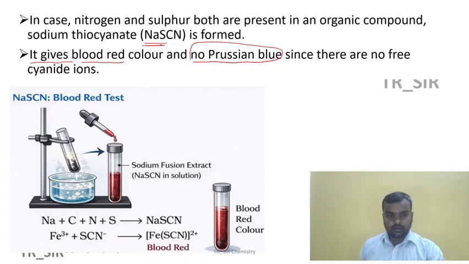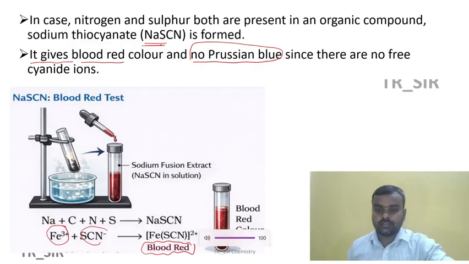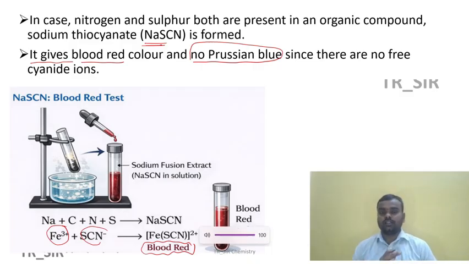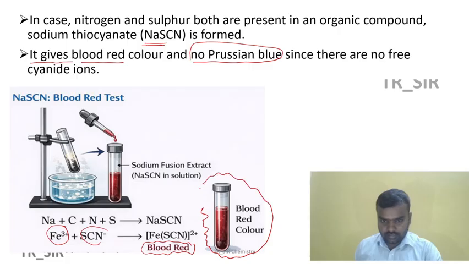See here, we have taken the organic compound, right? In there, we are adding the fusion extract. Upon addition, we are again treating with ferric and sodium thiocyanate. It is forming the blood red color, which confirms that sulfur as well as nitrogen both are present. So that is a confirmation of both sulfur and nitrogen being present together. So here you can see this. This is how the complex looks in the test tube.